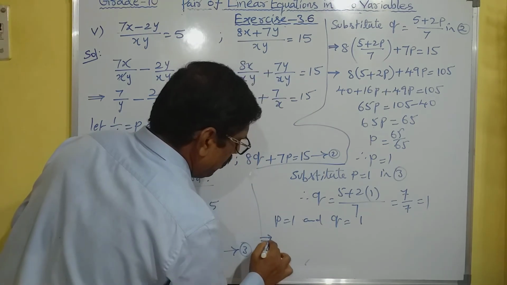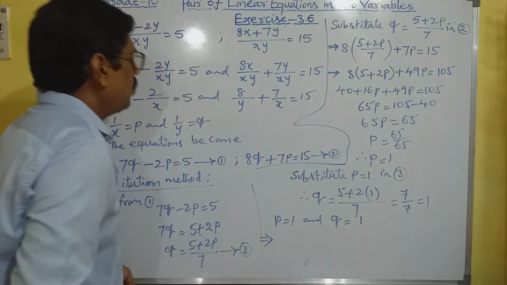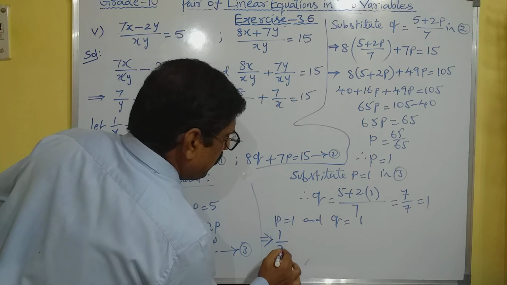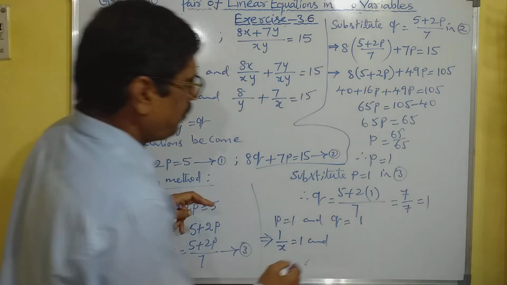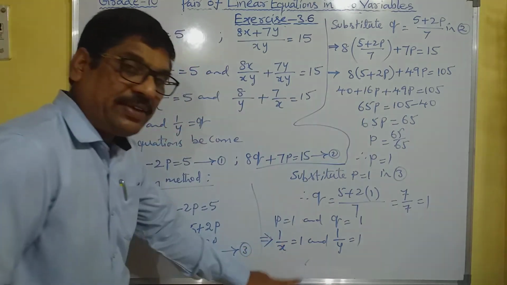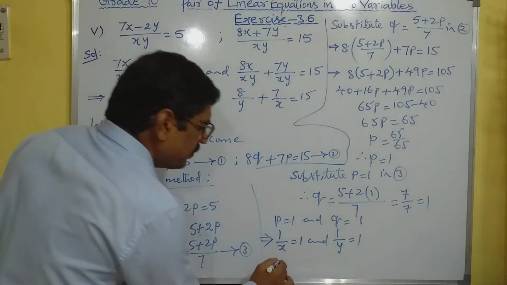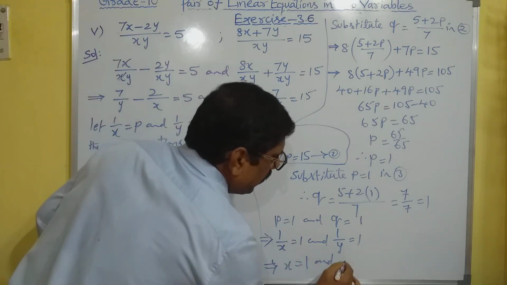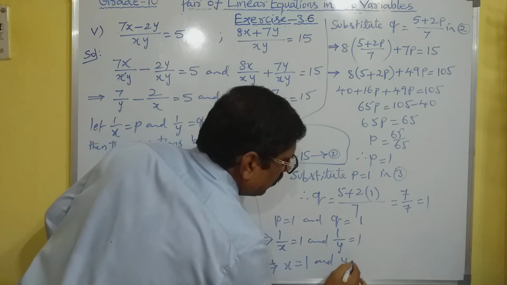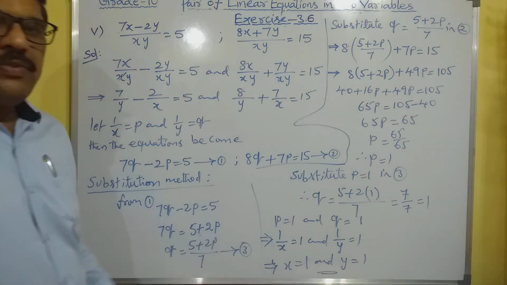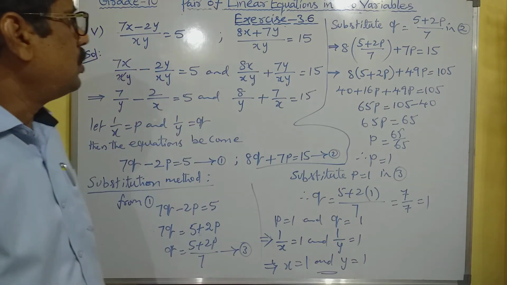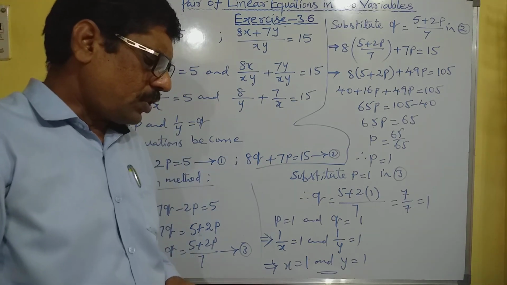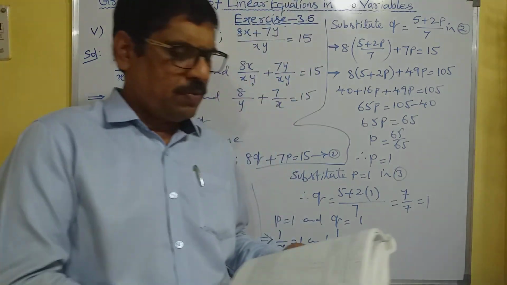So this implies, what is p? We have considered 1 by x as p. So in the place of p, if you write 1 by x, and in the place of q, if you write 1 by y, 1 by x is equal to 1. If you take the reciprocal, reciprocal of 1 by x is x. Reciprocal of 1 is 1 itself. And 1 by y reciprocal is y. And the reciprocal of 1 is 1 itself. Therefore, x is equal to 1 and y is equal to 1 is the solution for the given pair of linear equations. Okay? So, by this we have completed 5 problems from the exercise 3.6.